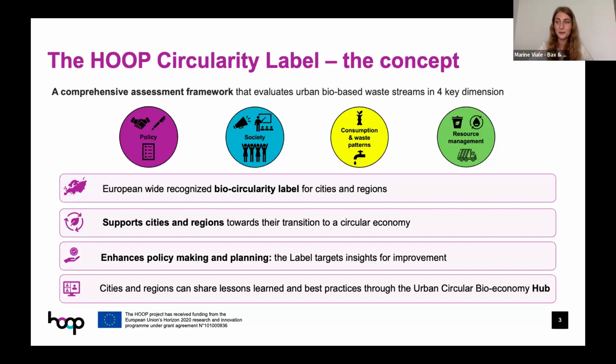So in practical terms, the label looks at 4 criteria, which are policy, society, resource consumption, and resource management, each relating to urban bio-based waste streams, like the organic fraction of municipal solid waste and urban wastewater sludge, and cities and regions that demonstrate high maturity, and these areas are awarded with the label.